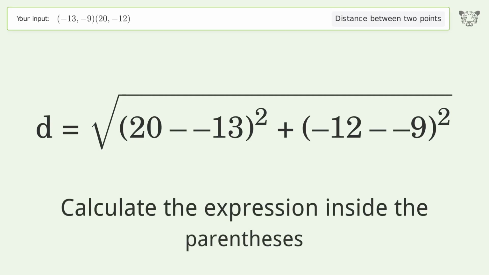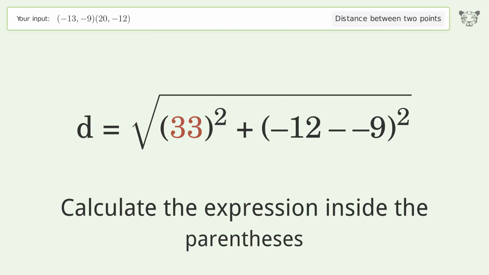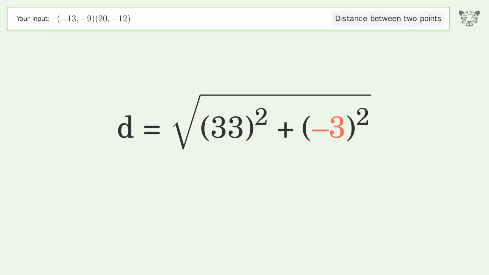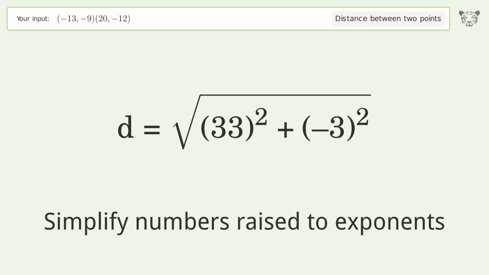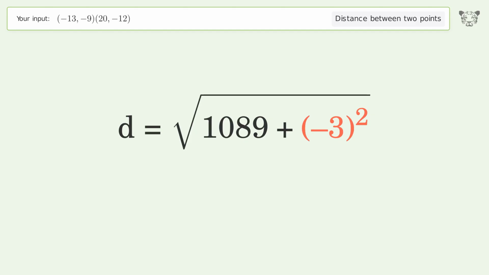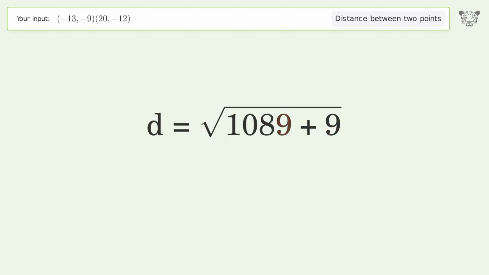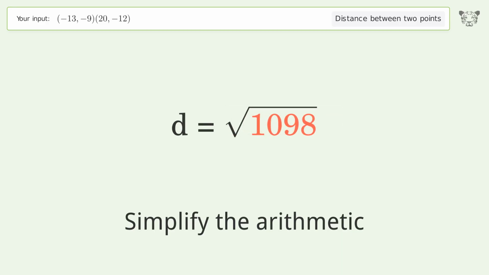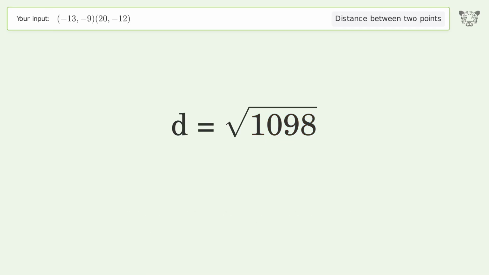Calculate the expression inside the parentheses. Simplify numbers raised to exponents. Simplify the arithmetic. And so the distance between the 2 points is the square root of 1098, or 33.136.